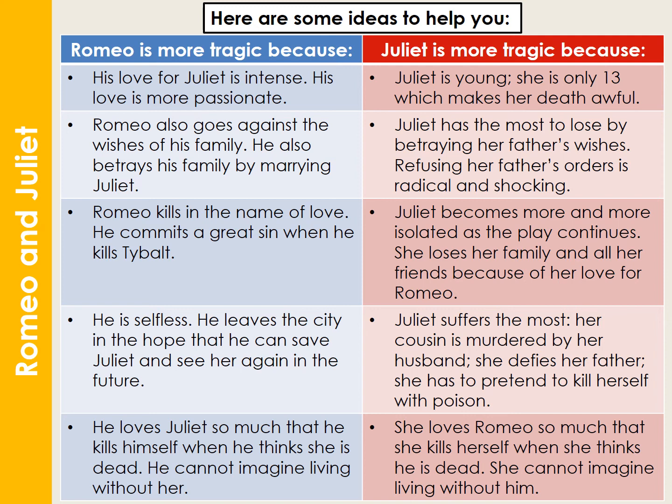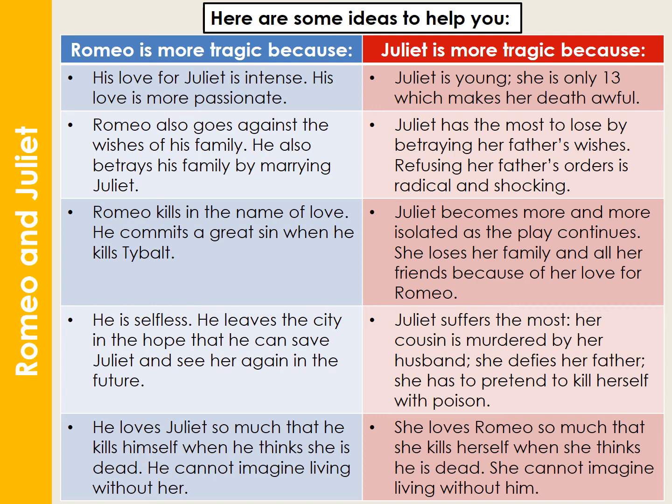In column B, Juliet is more tragic because she's so young. She's only 13, which makes her death truly awful. Juliet has the most to lose by betraying her father's wishes. Refusing her father's orders is radical and shocking because she's a girl. Romeo is going against his family, but his punishment for that would have been far less because he's a boy.